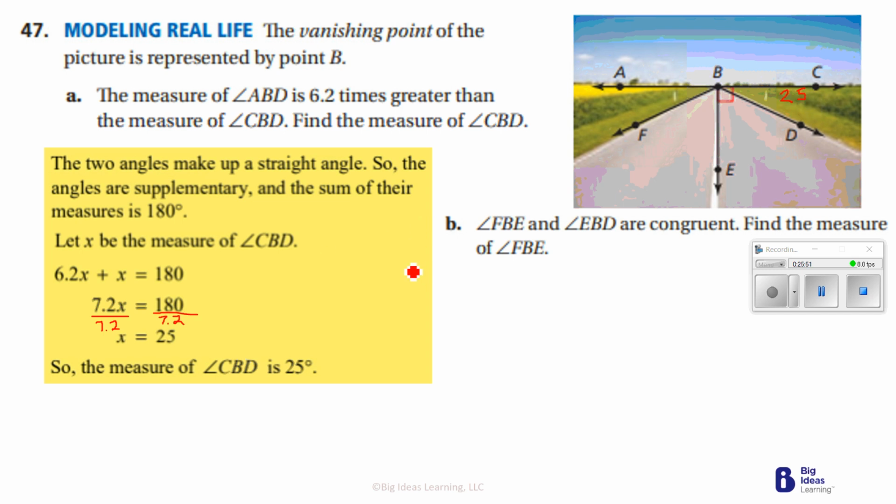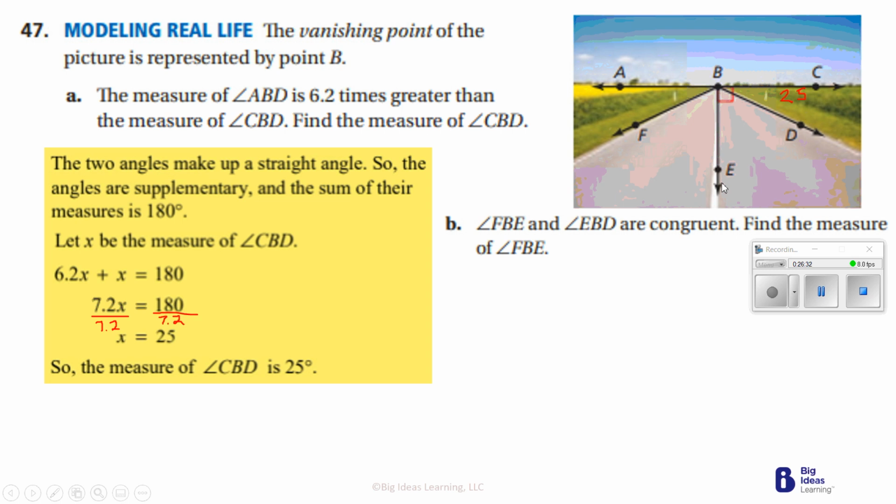All right, B says here, angle FBE and EBD are congruent. Yes, they are congruent. They're saying FBE and EBD are congruent. So they're saying they equal 90 degrees. Wow, that doesn't look like it, but okay. Find the measure of FBE.